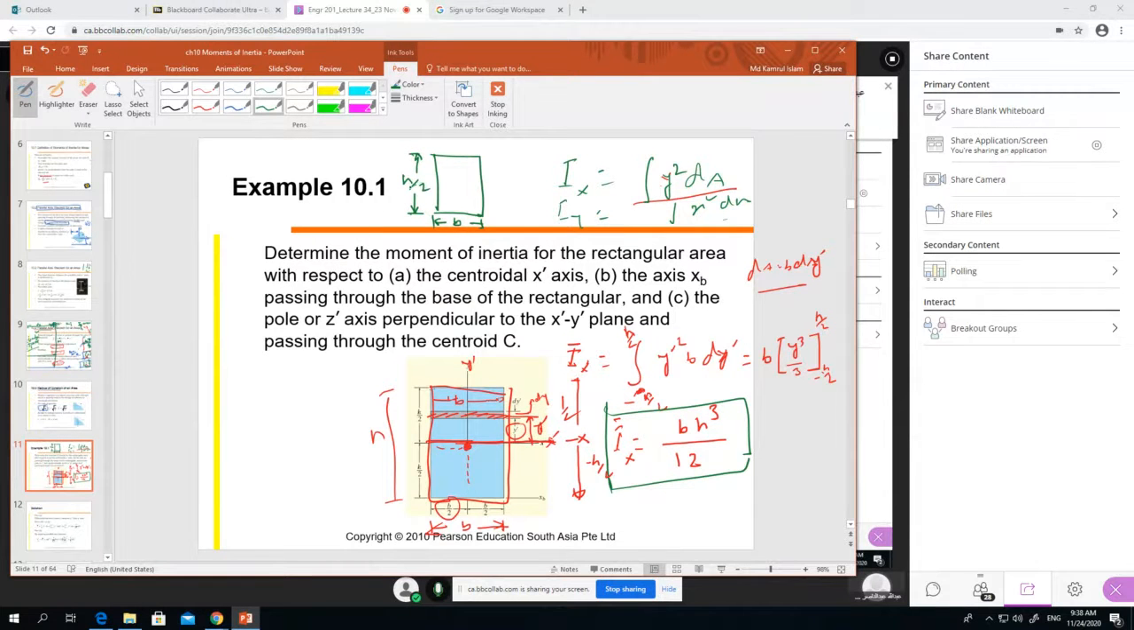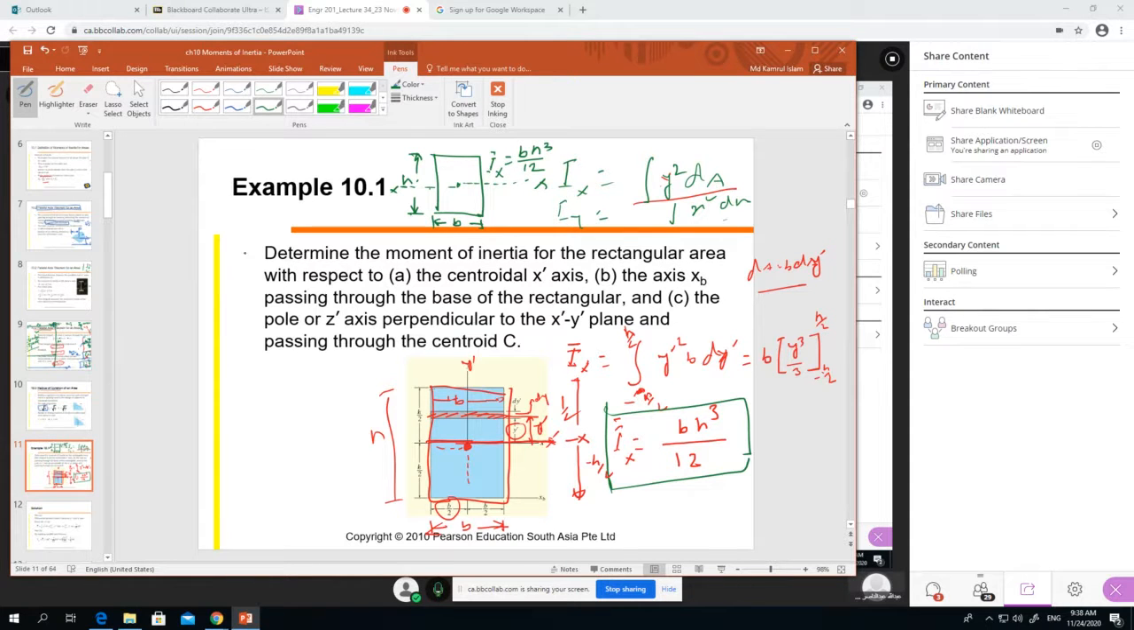H by 2, sorry, no, this is the h. If height is h and width is b, then Ix is equal to this formula. What is the x bar? It means this is the center. If x goes through the center, then Ix equals bh cube divided by 12.